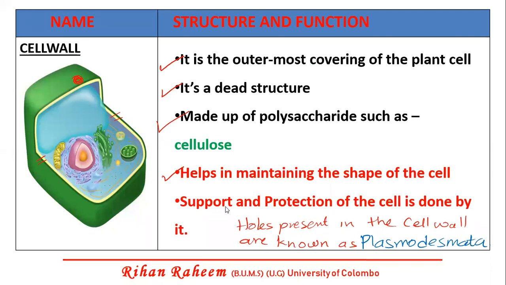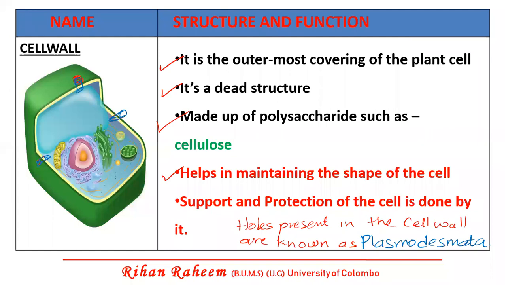The name is not that important, but you all should know that there are some small holes in the cell wall. Later that will be very important. In your grade 11 lessons, it will be useful. So for now, remember there are small holes in the cell wall. The name is plasmodesmata. Remembering the name is a little bit extra, but you should know that there are holes in the cell wall.